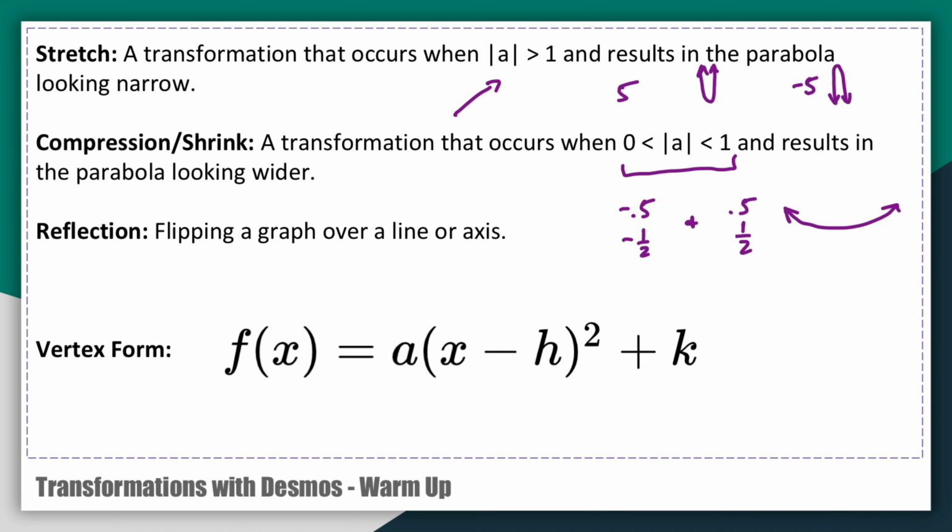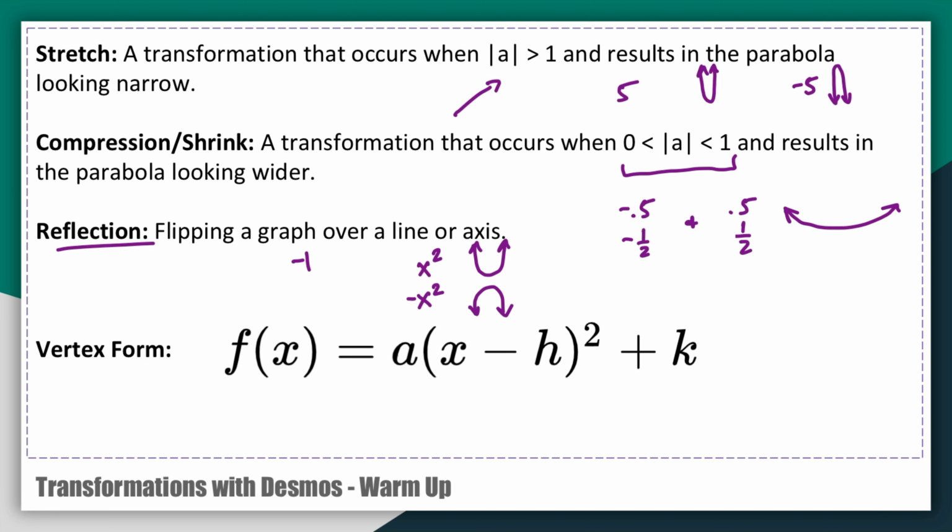Now you've already really been hearing about reflection, okay, already. So flipping a graph over a line or an axis. When we see a negative value, -1, -2, -0.5, etc., that will cause our parabola to go down instead of up. So if I had a parent function of x squared and it was going up, and then I had a function of -x squared, that would mean a is -1, it would look exactly the same, but it would be going down now. So we call that a reflection.